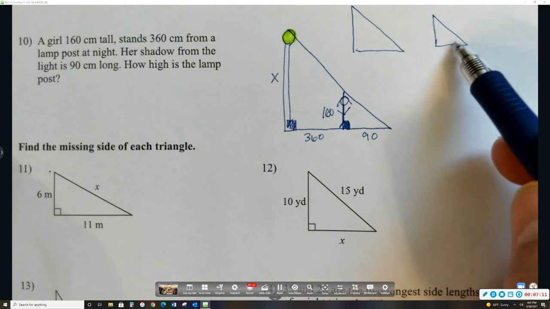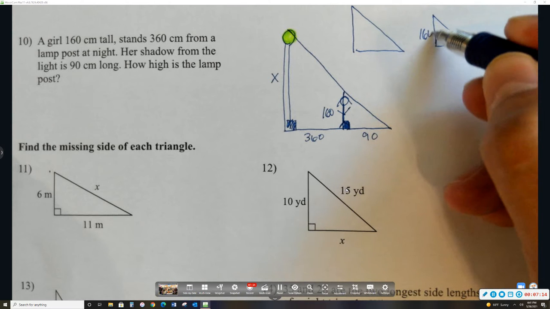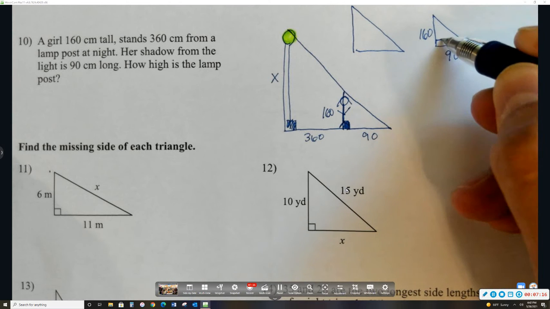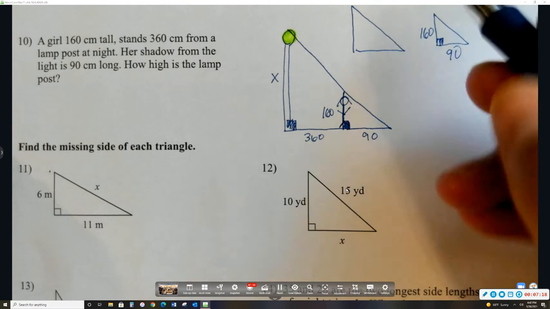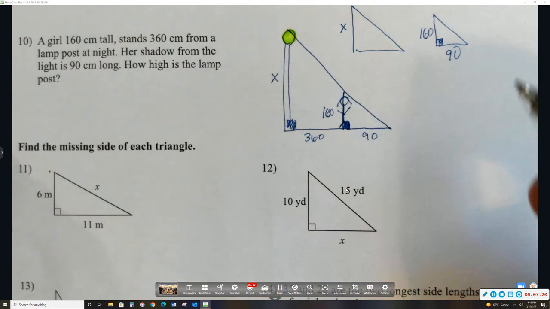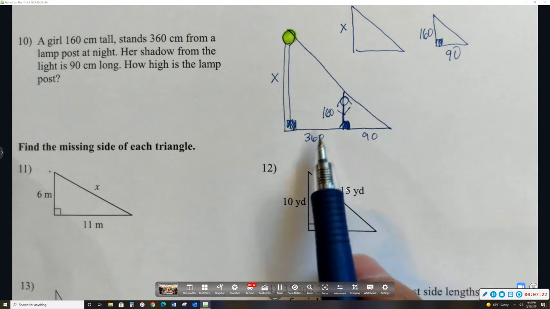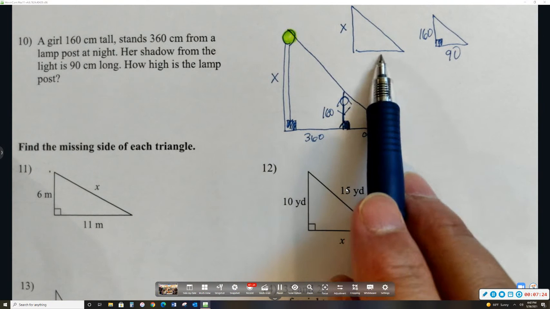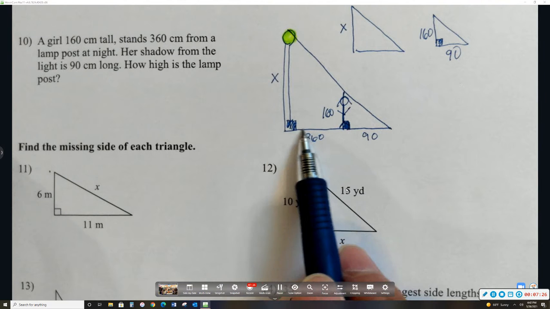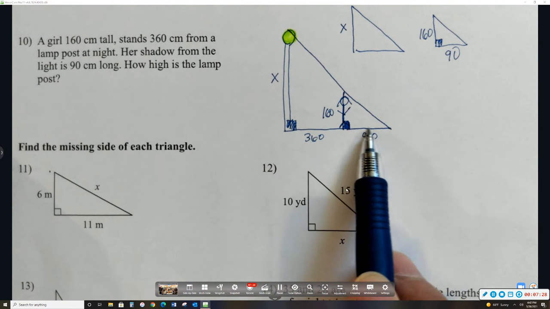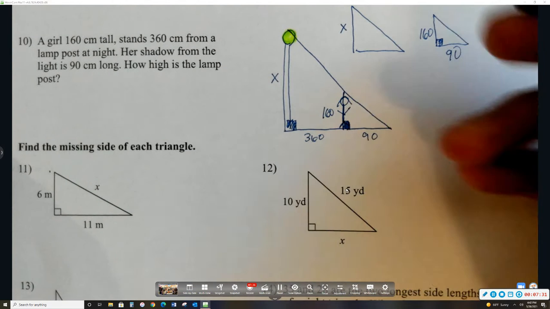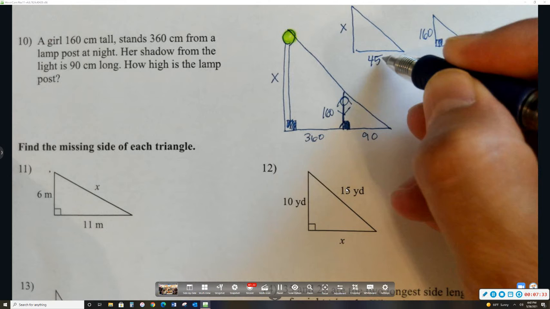So this is the girl triangle. The girl triangle, we have the two numbers we need. And then the lamppost triangle, well, we know this is X. And then this is where it's a bit tricky. Some students just want to put 360 down here, but this entire length is actually 360 plus 90. So you need to add these. And when we add them, we get 450.